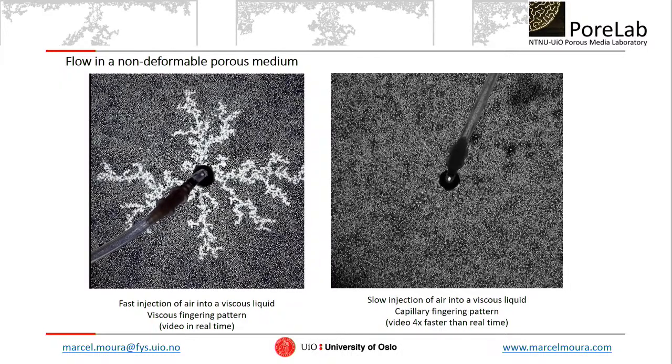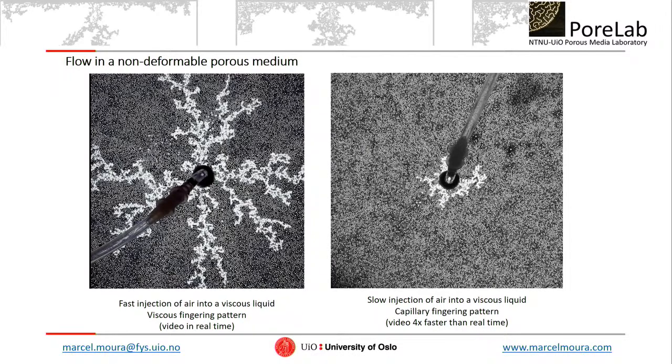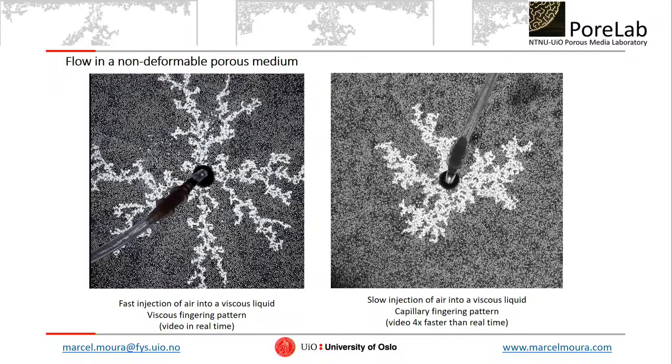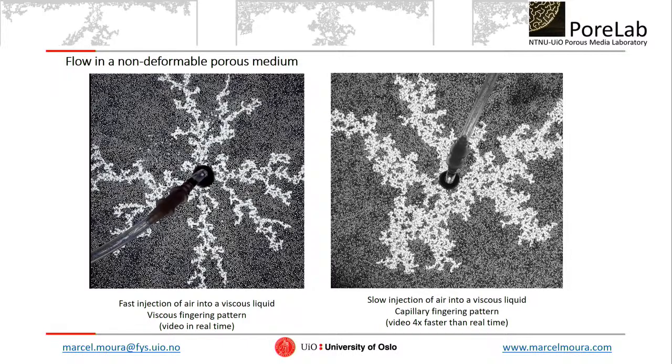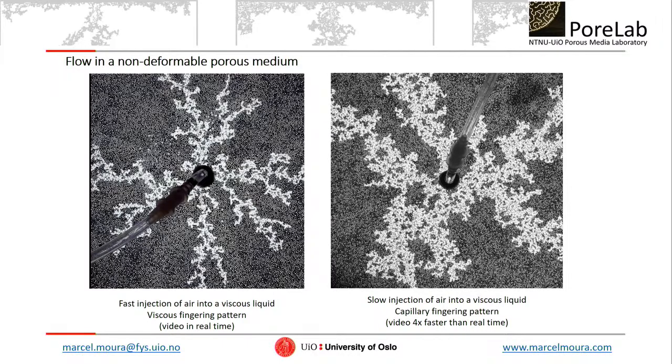It's a single layer of glass beads. And if you inject air fast, you get this type of pattern here. It's called a viscous fingering pattern. If you do the same thing and just change the injection speed, I think here it is 4 times slower, you see that the pattern changed a little bit. Now you have these trapped zones here. I think that's related to one of the questions that you had in one of the previous talks. So these trapped clusters here.